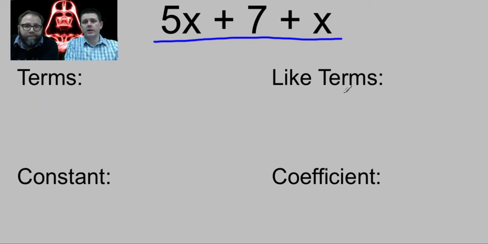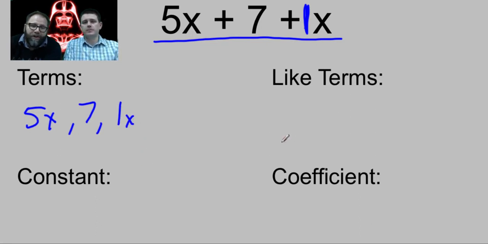Ooh, I forgot one thing. When you have a plain old variable, think about how many x's this is representing. Well, it's 1x. So get in the habit of filling in that invisible 1 there. x just means that there is 1x there. So my terms would be 5x, 7, and 1x. You can take the next one.